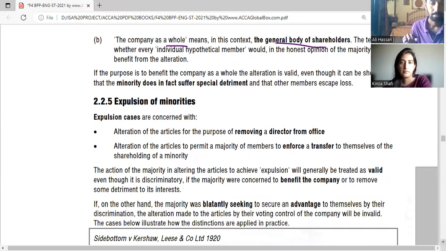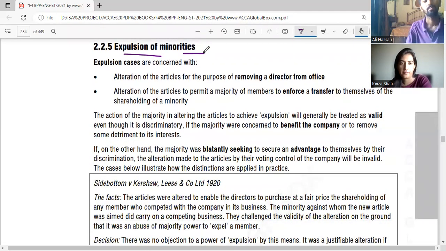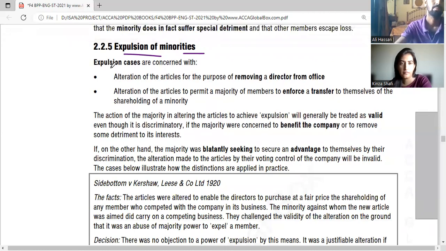Expulsion of minorities. What does this mean? Expulsion means what? Expulsion basically, excluding the rights of minorities, taking them out, not considering them. Expulsion cases means there are some special cases or unusual cases. Exceptions. Yeah, exceptions.